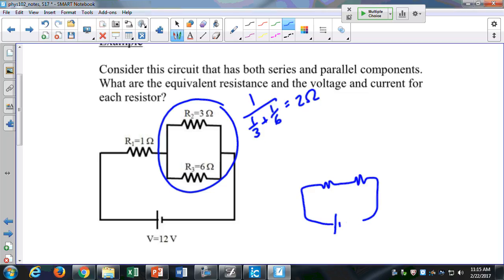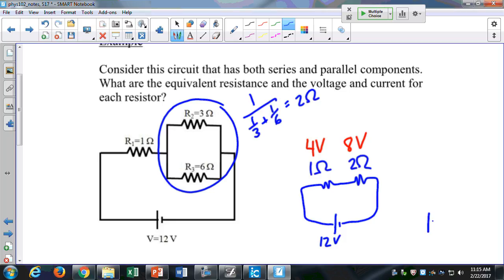And so I like to redraw them. So I got 1 ohm and 2 ohms, 12 volts. You can probably look at the distribution of resistance and say right away that this is 4 volts and 8 volts. If you're not able to do that, let me show you how I did it.